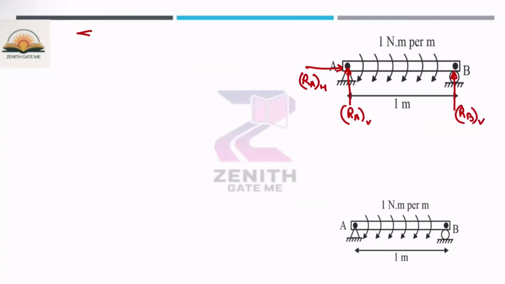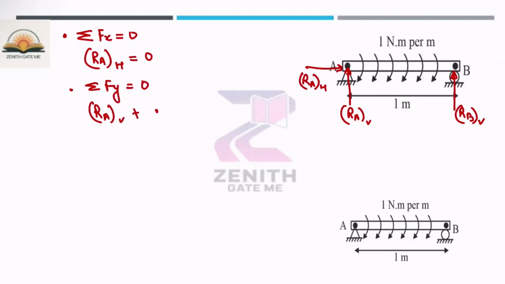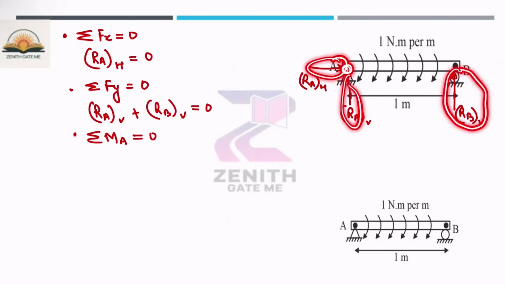If you use the equilibrium condition, summation of force in x direction is 0, so the reaction at A in the horizontal direction is 0, because there is no force acting in the horizontal direction. Similarly, summation of force in y direction is 0, so RAV plus RBV is equal to 0. Now for the third equilibrium condition, summation of moment about point A is equal to 0, what forces will create a moment? Only one force, because the other two forces pass through the same point, so there is no moment.